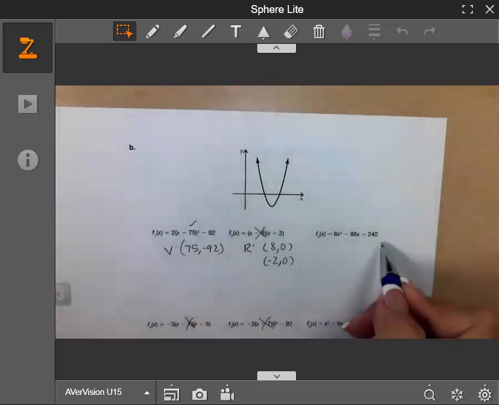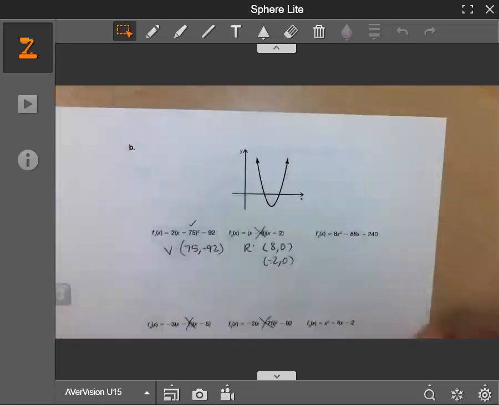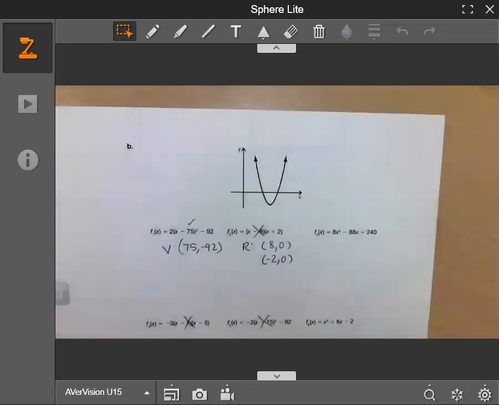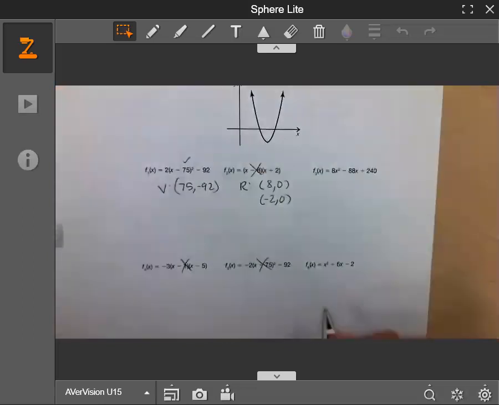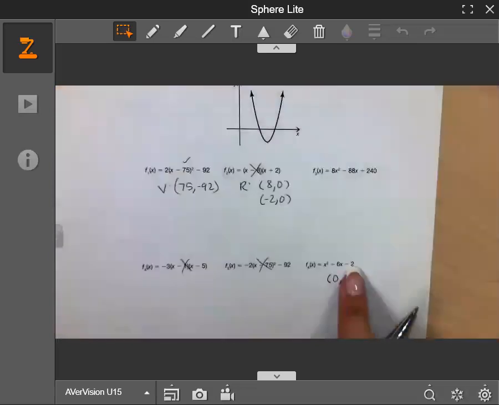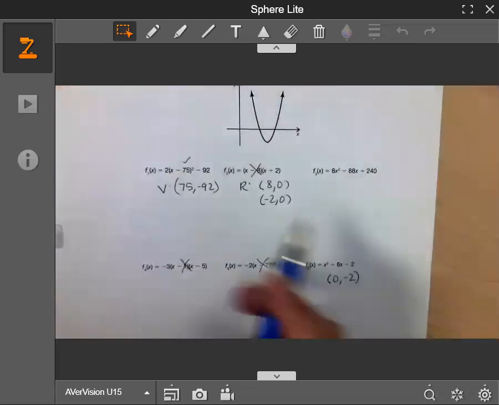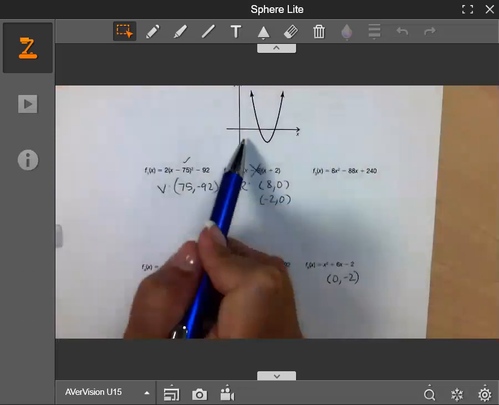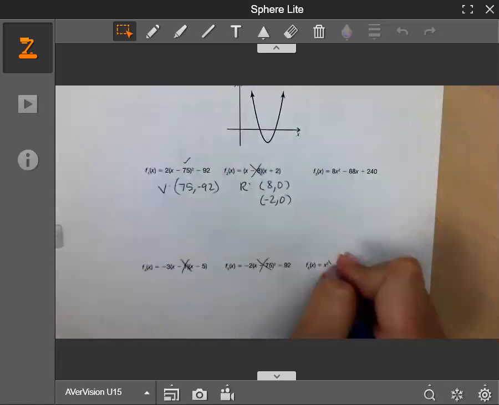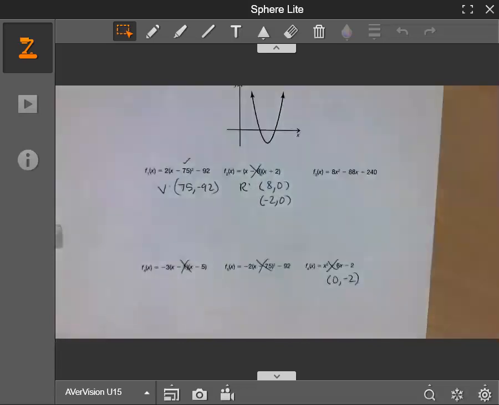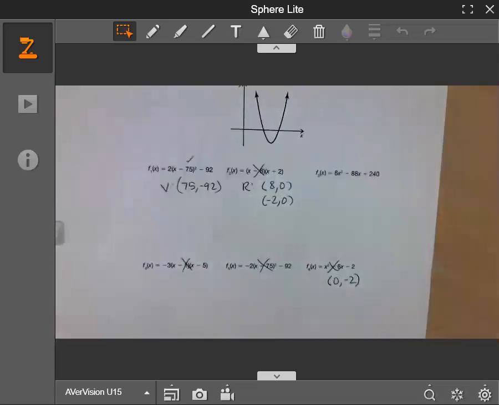This one is up and it's got a y-intercept of 240. It could, it depends on what the scale is here, but that's a possibility. This one right here is in the standard form. It gives us our y-intercept. In this case, that's 0, negative 2, because the c value is your y-intercept. That would be in the negative, and this is definitely a positive y-intercept, so that would not work. So that just shows you how to eliminate some of the answer choices, really thinking through what these formulas are and what they are giving you.